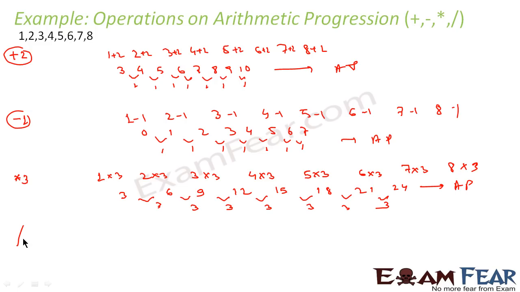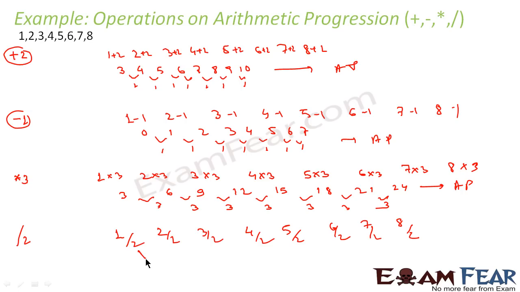So now let's take an example of division. We'll divide all the numbers by 2. So what we have is 1, 2, 3, 4, 5, 6, 7, 8. You divide all the numbers by 2: 1 by 2, 2 by 2, 3 by 2, 4 by 2, 5 by 2, 6 by 2, 7 by 2, 8 by 2.